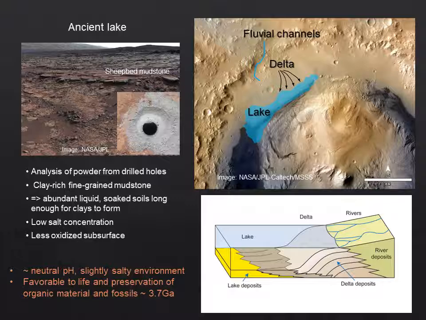So we can tell from Curiosity's analysis so far that about 3.7 billion years ago, Gale Crater was likely a wet environment consisting of fluvial channels flowing into a crater lake and depositing layers of sediments in the process. This environment could have sustained life, and evidence of this life may be preserved in the sediments.